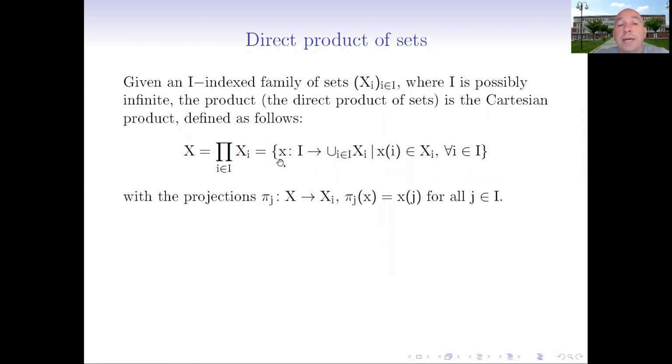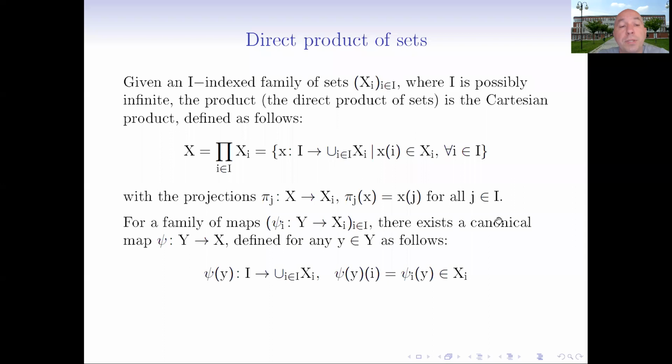x, which is an element of X capital, must associate to any index from I capital some element in Xi. So this is the component. And just to say this in a more precise way, it means that we have a map x from I capital, the index set, to the disjoint union of Xi for i in I. So the disjoint union is always defined. And the projections are what is expected: pi j of any x is exactly x evaluated at j for all j from I capital.